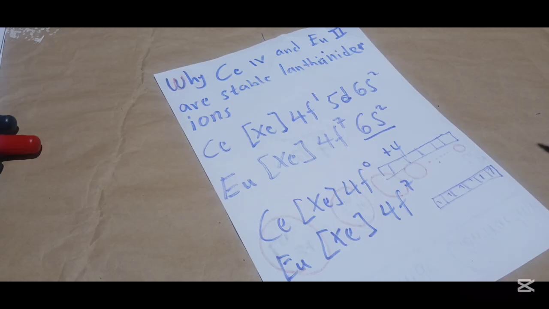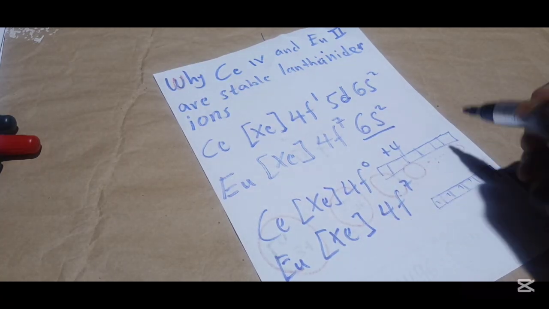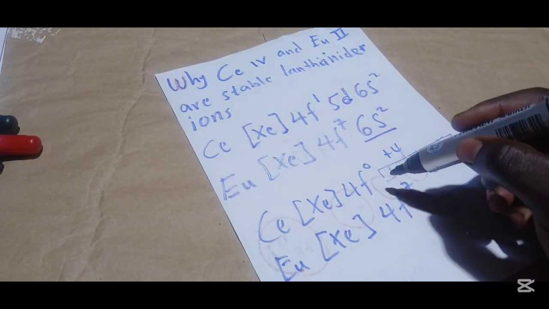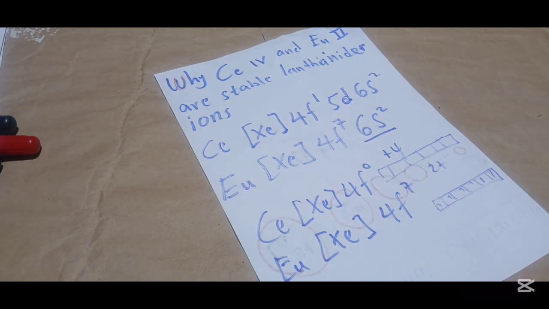So that would be your explanation: the half-filled f orbitals of europium 2+, and the empty f orbitals of cerium. This gives them extra stability as compared to the others.